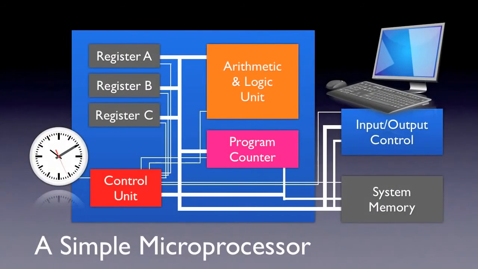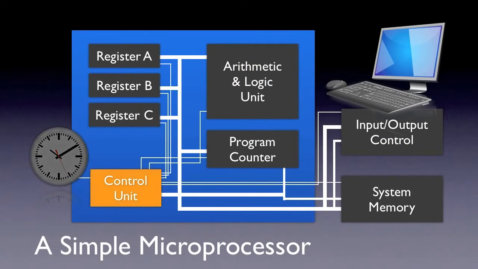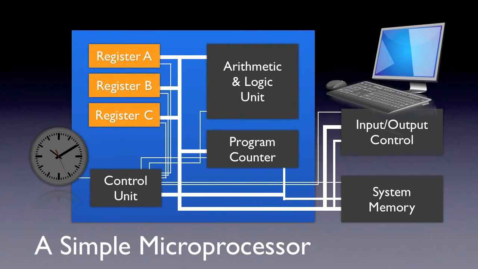It's an enormous job, but fortunately we can gain a superficial understanding of how it works by looking at a simple model. In this model, you can see a number of different components. A clock, which is used to pace the microprocessor. A control unit, which is responsible for supervising the operations of all the other components. A set of registers, each of which can store a single number. In modern processors, these registers are each 64 bits wide.